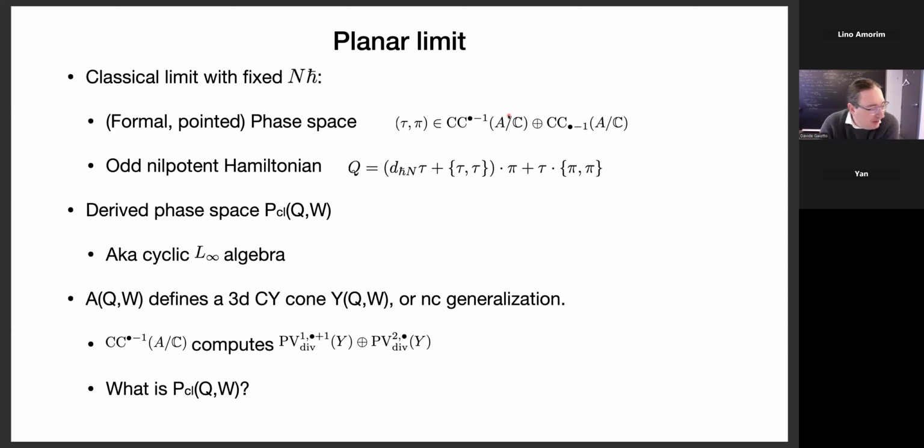And now I would like to figure out, what does that mean? Because as Jan was mentioning maybe some time ago, this 3D Calabi-Yau algebra A of QW defines a 3D Calabi-Yau cone, denoted as Y QW, or some non-commutative version of that. And when this is geometric, when it's commutative, the cyclic homology has a very well-known interpretation. It computes a piece of the polyvector field complex for the Calabi-Yau cone. So one vectors and bivectors, essentially.